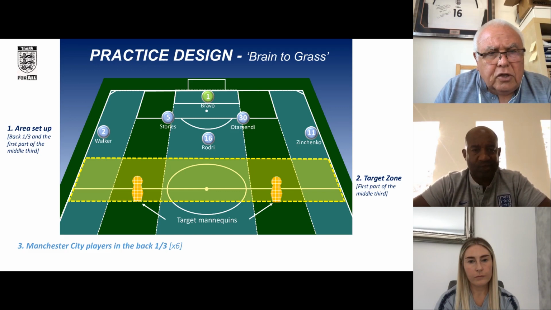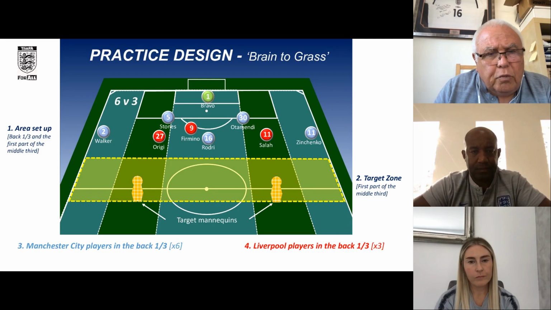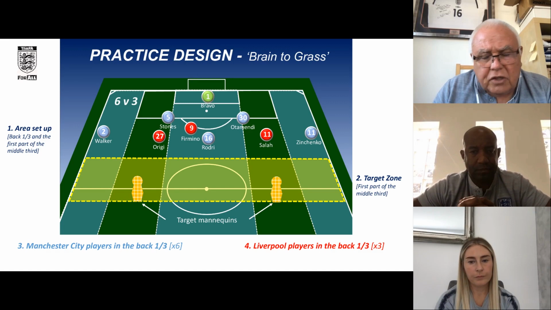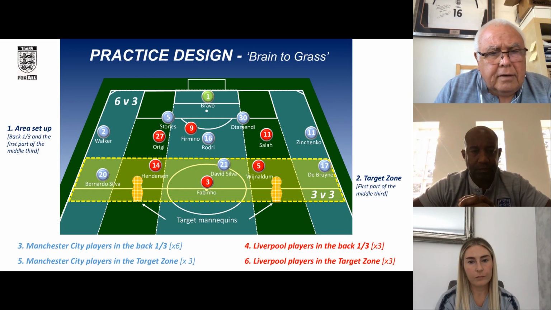So there's our back six for Manchester City, and there's our Liverpool three. And I think what we have to remember is this is not me designing a practice around how I want it set up. This is me looking at the moment in the game and the reality of the moment in the game and trying to bring that to life on the tactics board. So we've got a 6v3 there in favour of Manchester City. And then in the yellow zone, we've got an additional 3 Manchester City players and 3 Liverpool players. So it's a 6v9, which is split into two smaller games, if you like, a 6v3 and a 3v3.